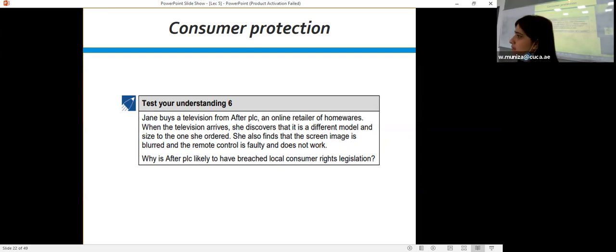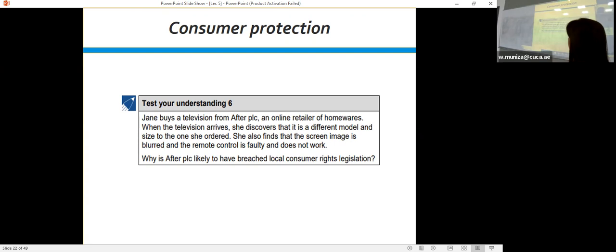What are these? Because as per the description, the television is not so, because as the television arrives, Jane discovers that it is a different model and size to the one she ordered. So after seeing the size, after seeing the model, Jane has ordered that particular TV. So what has been described has not reached. So After Public Limited Company has breached the Consumer Protection Right Act.